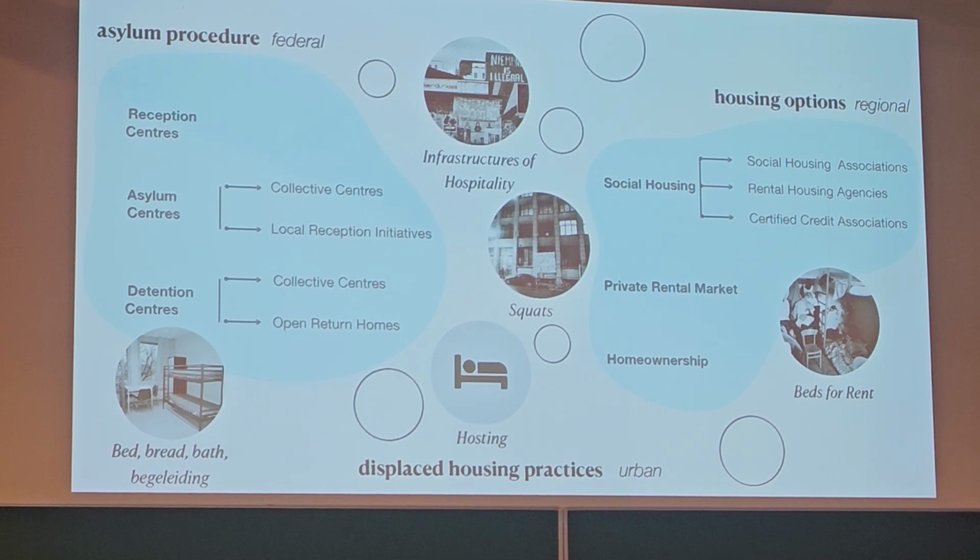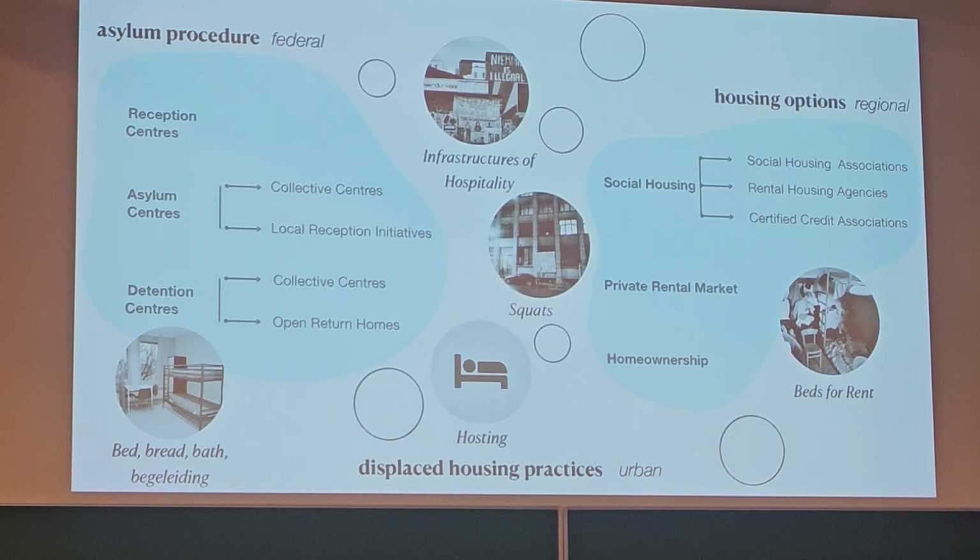And so you can see things like squatting practices all across different European cities. You see things like infrastructures of hospitality, which may be, for example, sociocultural organizations that create a safe space for displaced people, sometimes also connected to housing. You can see things like hosting networks where citizens organize to host displaced people in their own homes.